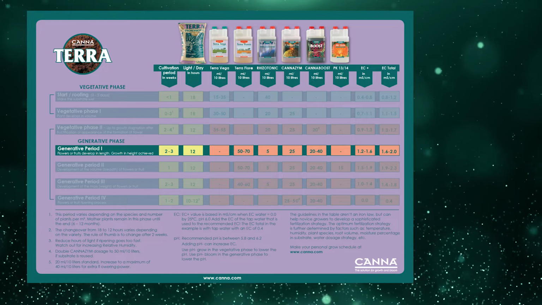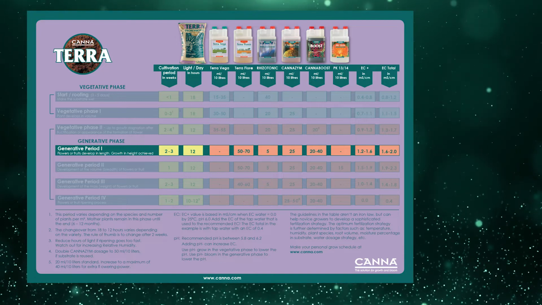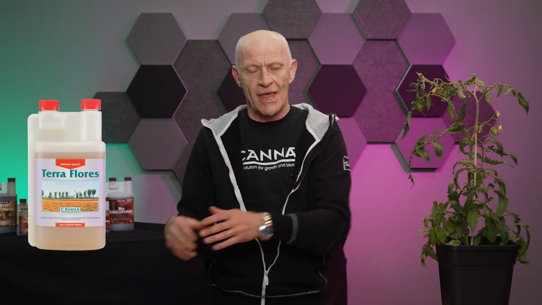The biggest difference from the previous phase is that we change the nutrients. The plant needs more potassium, for example. So we change from CANNA Vega to CANNA Floris. And now the flowers become bigger, the flowers become fruits, and actually it is still growing, it is still stretching, till the moment that that process stops and the growth goes more vertical.